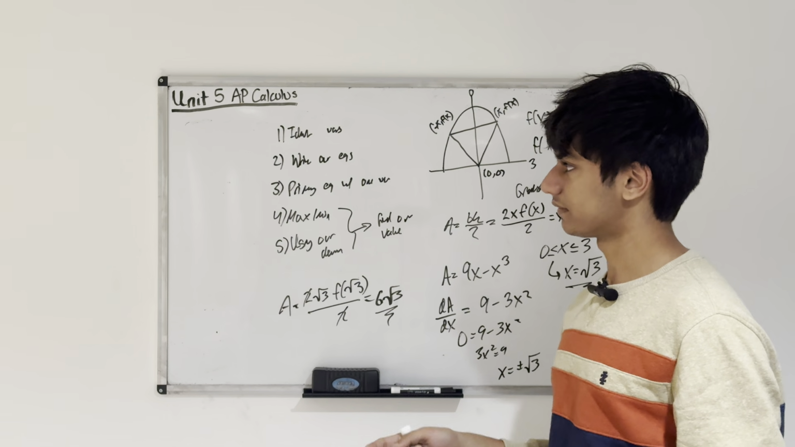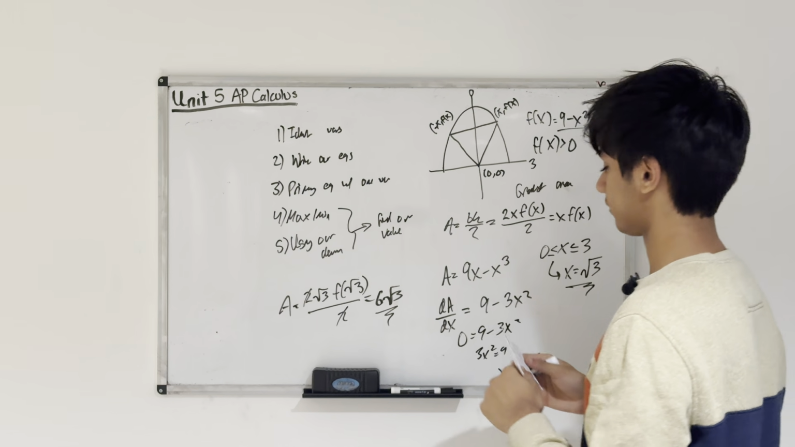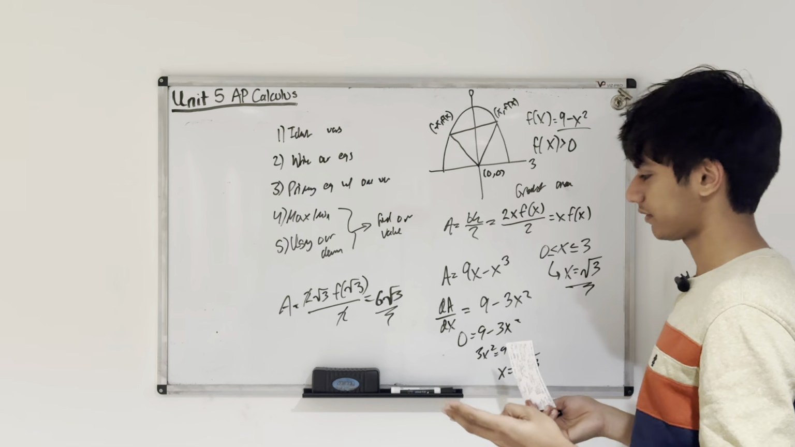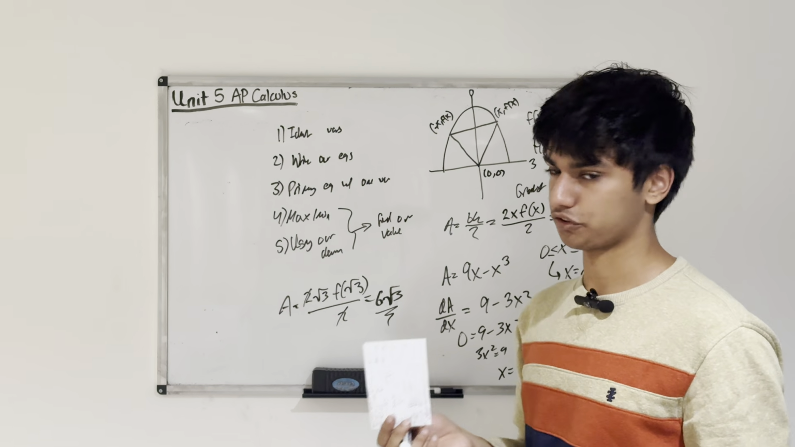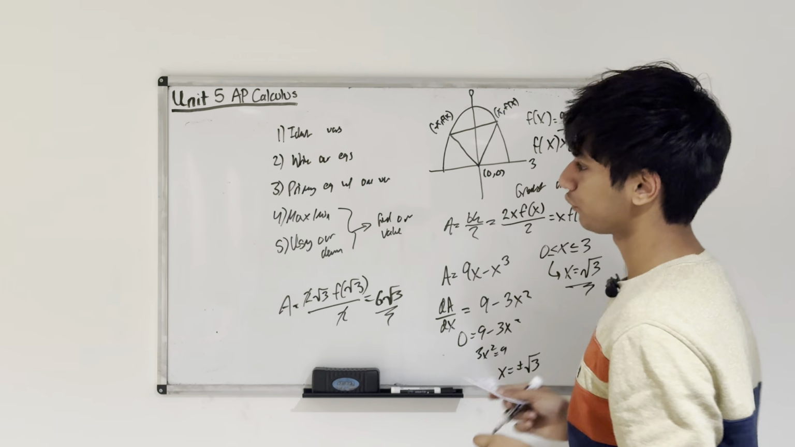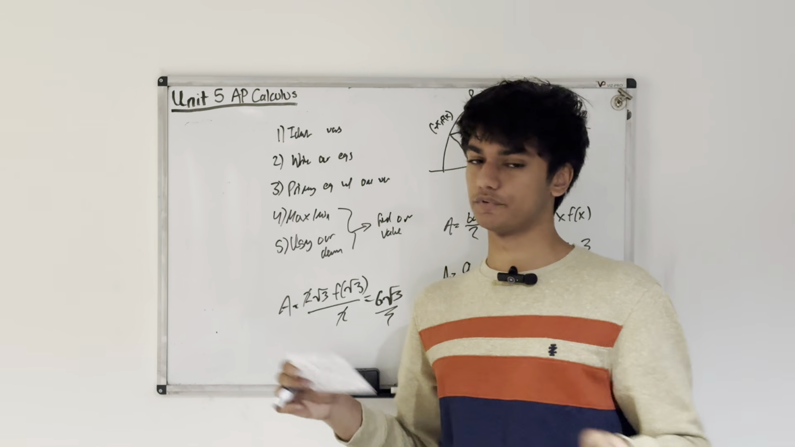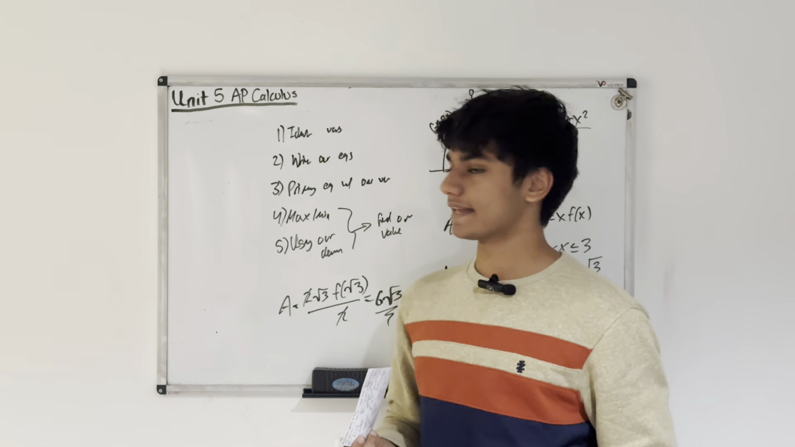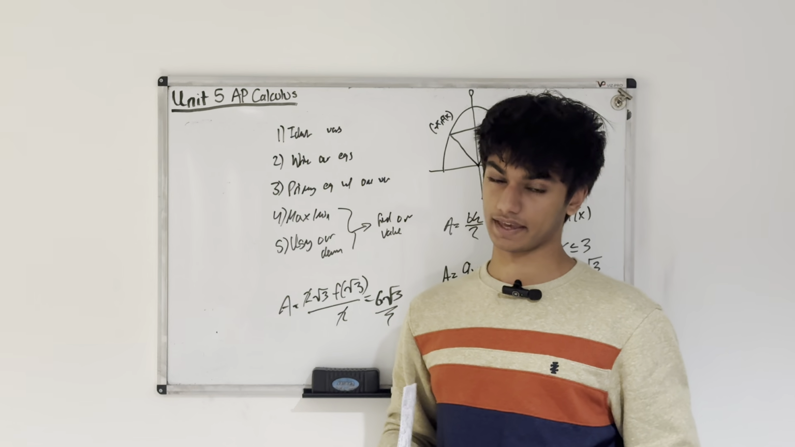So as you can see, this unit is really useful because it helps us do problems like this. It helps us optimize things and figure out max and min values of word problems or functions like we did before. And yeah, that's everything you need to know for Unit 5 of AP Calculus AB and BC.